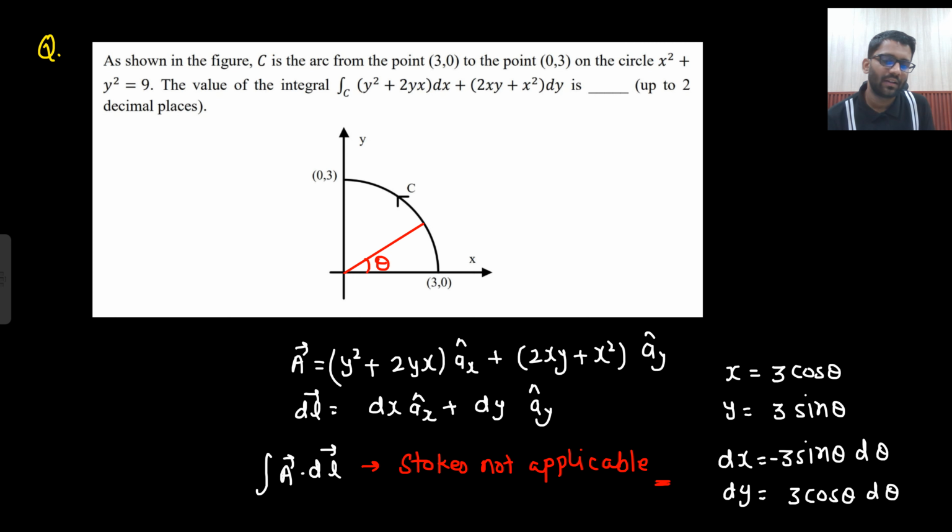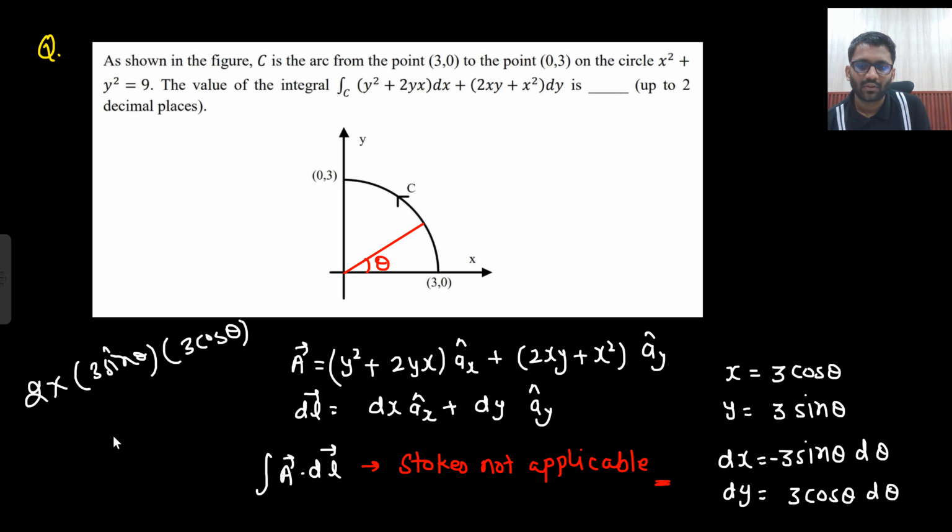What did I do here? Look, what did I need to find first? Y square. Y square was 9 sin square theta. Then I need to find 2 into y into x. Y is 3 sin theta and x is 3 cos theta. So from here what you are getting? 9 into 2 sin theta cos theta, which is sin 2 theta. Okay. So 9 sin 2 theta I have written.